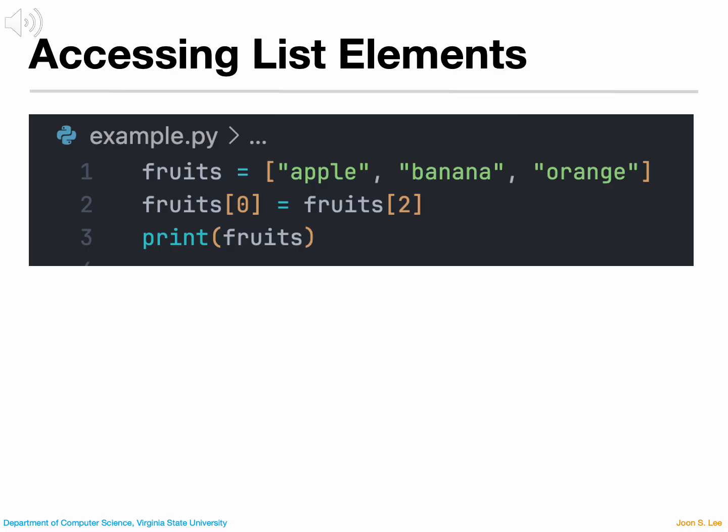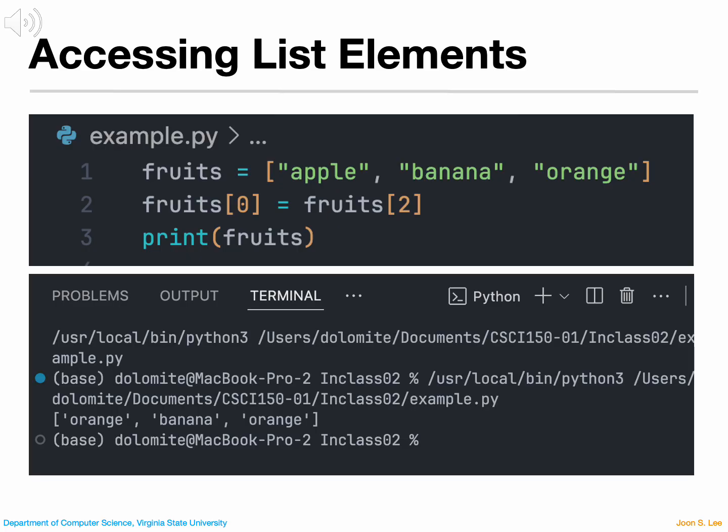So what does this line mean? It tells Python, take the value at index 2, which is orange, and assign it to the first position, index 0. In other words, we're replacing apple with orange. So when we print the list on line 3, it will print out orange, banana, orange. So now both the first and last items are orange.